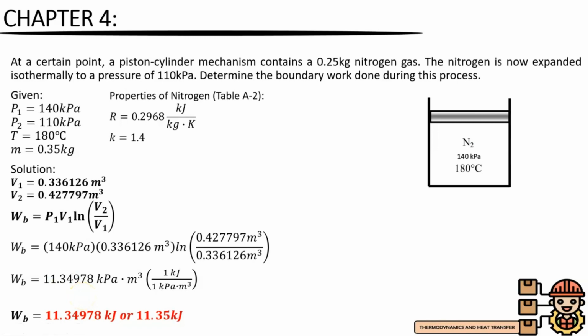By simplifying this equation, we get the value of 11.34978 kilopascal cubic meter. Since we are determining the boundary work done during this process, our unit here is kilojoules. So we need to convert it into kilojoules, and 1 kilojoule is equivalent to 1 kilopascal cubic meter. By multiplying, we can now get the value for our boundary work done during the process, which is equal to 11.34978 kilojoules, or 11.35 kilojoules.